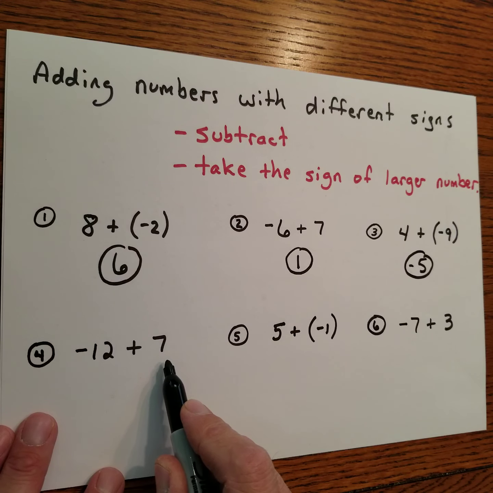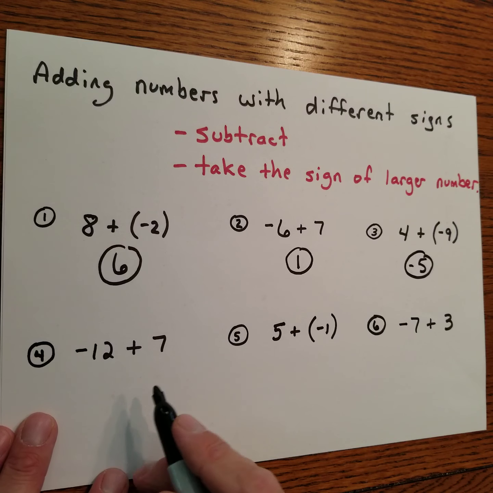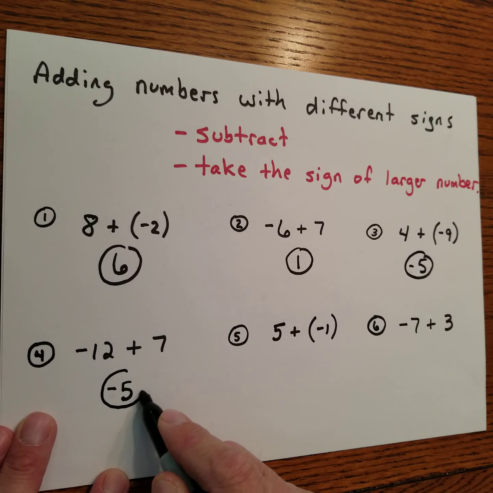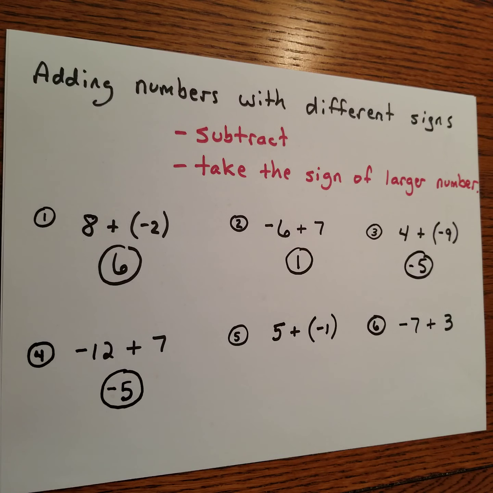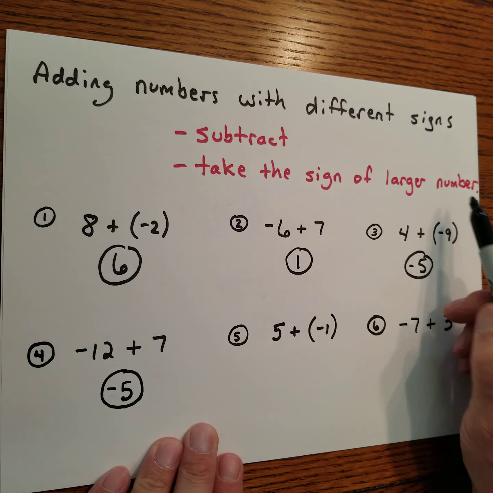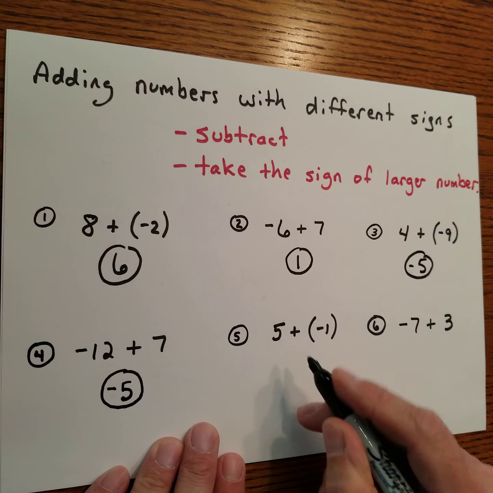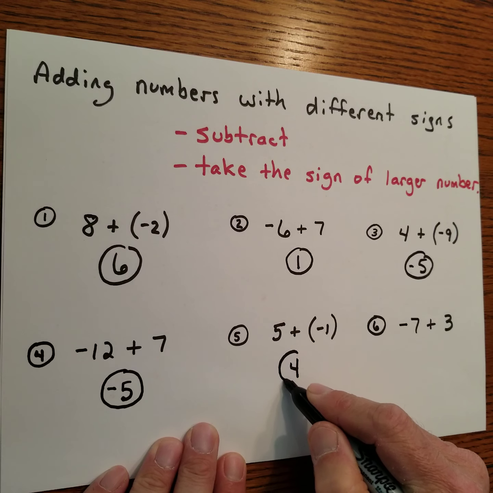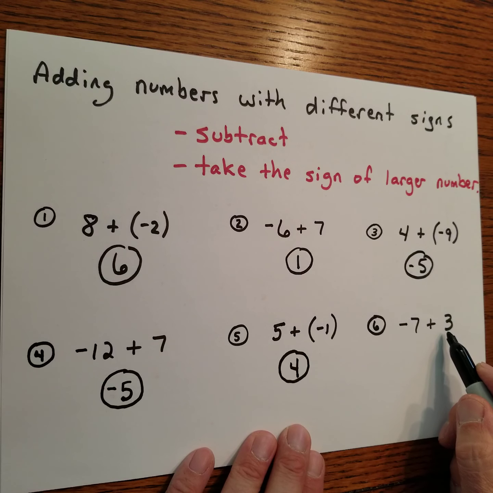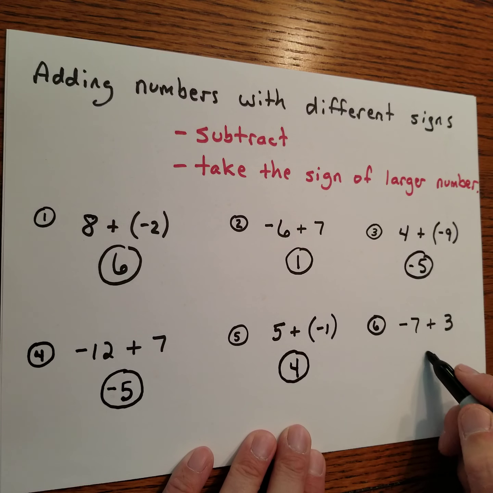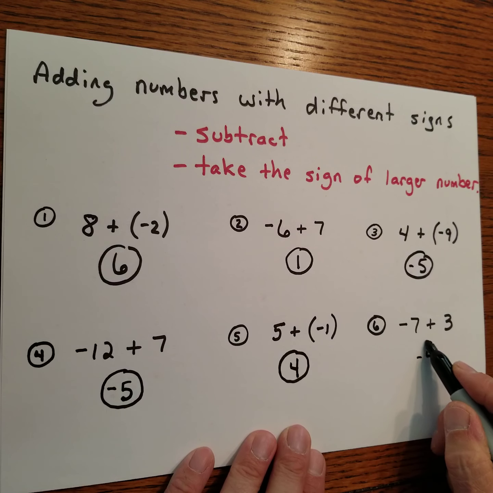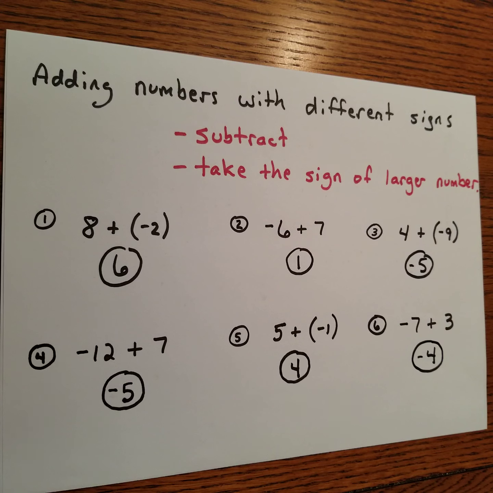-12 plus 7, well, I've got a negative and a positive, so I subtract. 12 is the bigger number, so I use its sign. If you have different signs, subtract, take the sign of the larger number. If I have a negative and a positive, I should subtract them. But 7's the bigger number, and it's negative, so the sign on my answer is also negative.